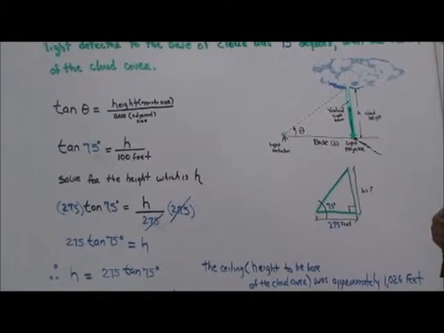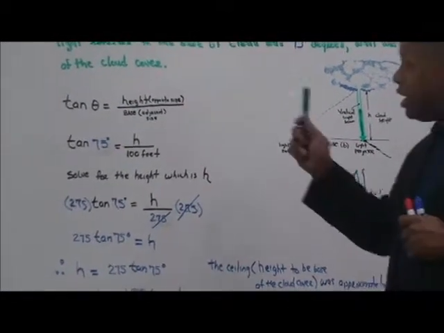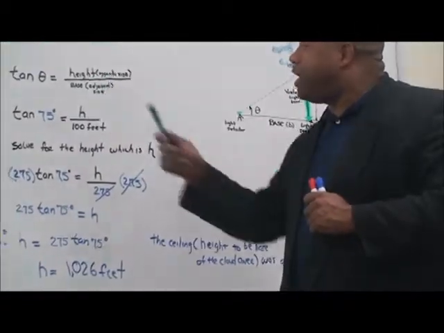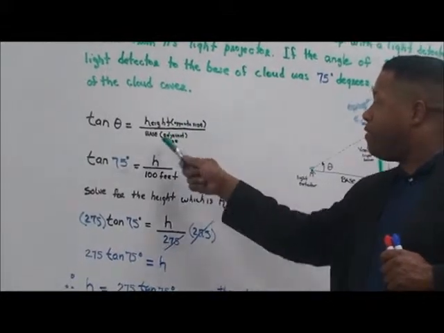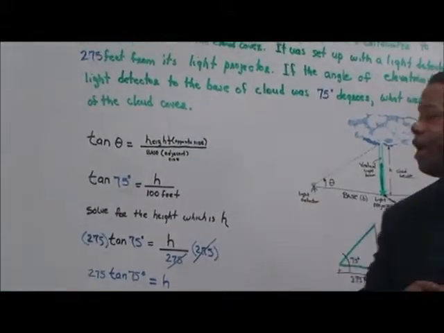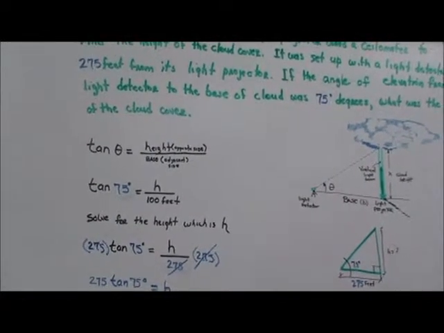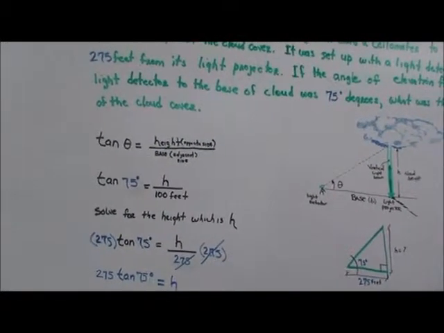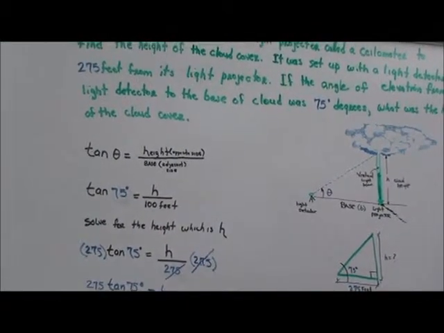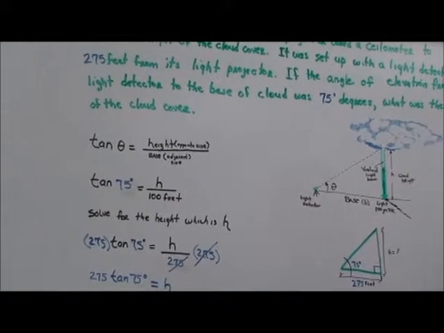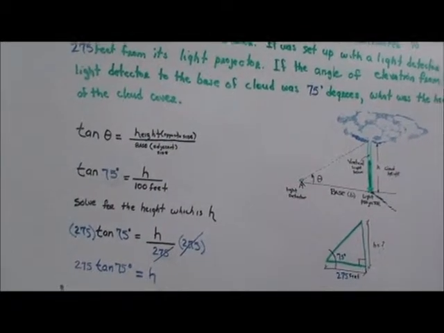So we set up the trigonometric function tangent theta, which in this case is equal to the height divided by the base, which is the opposite side over the adjacent side. The reason we spelled out height instead of just H is that H can be misconstrued as the hypotenuse. But in this case, it's the height.